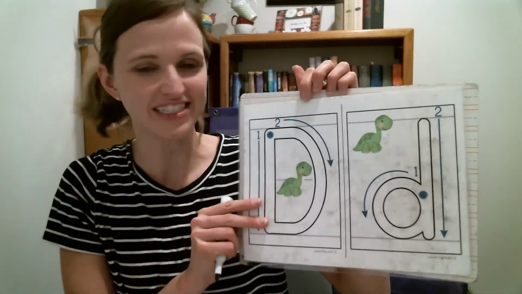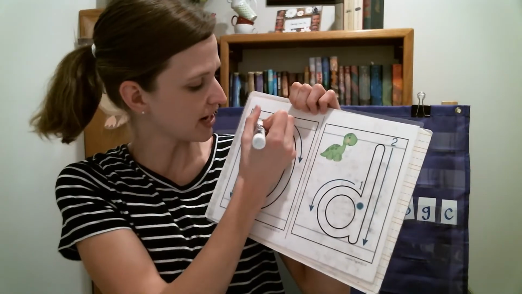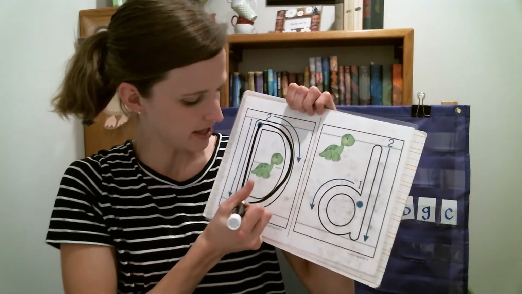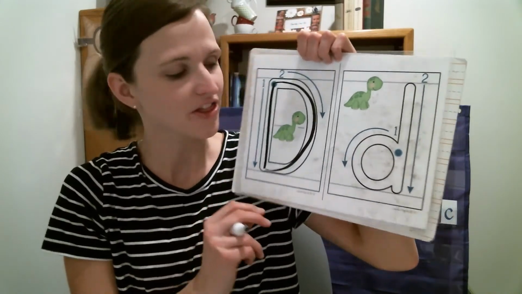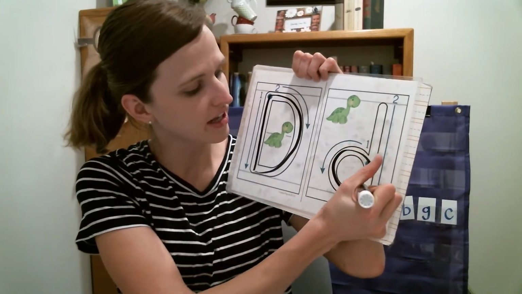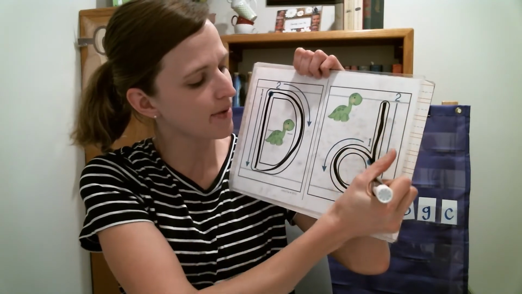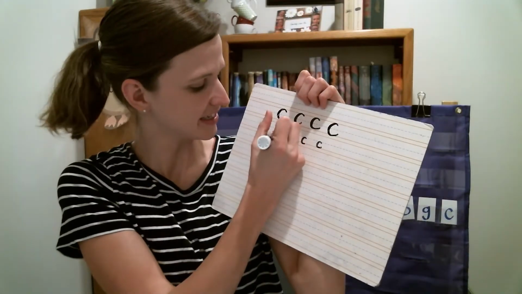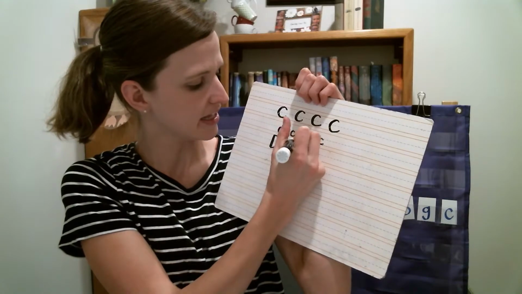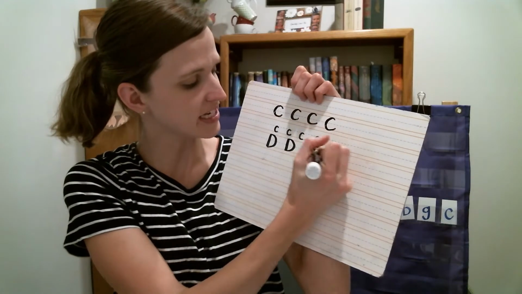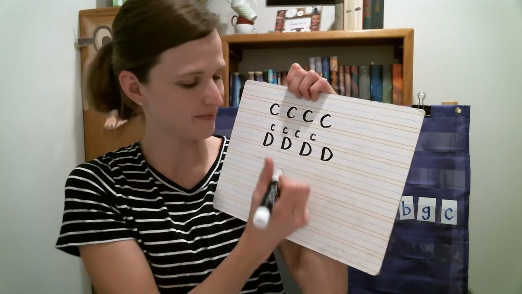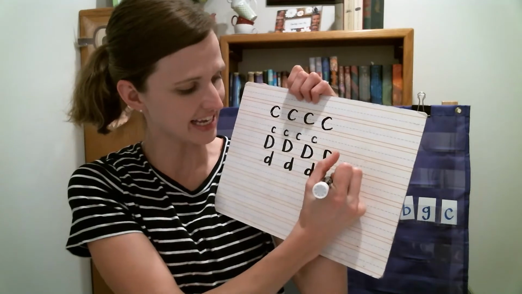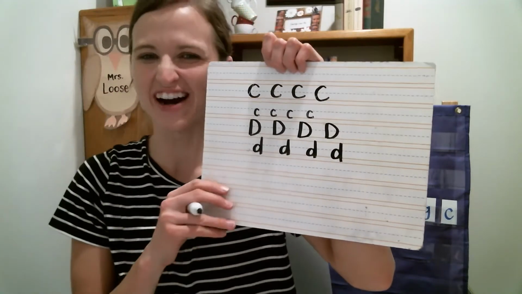D looks different than a C. D has a tall, straight back, and then one curve that goes around. That's the uppercase D. The lowercase d has a circle here, and then you come up and back down. Let's try to make some uppercase and lowercase d's. D, D, D, D, D, D, D. Wonderful.